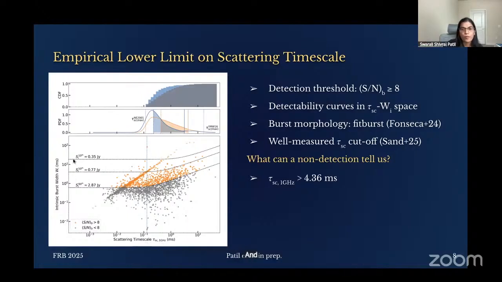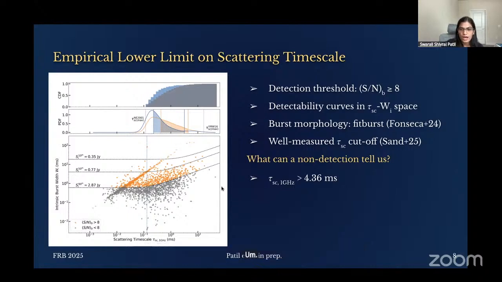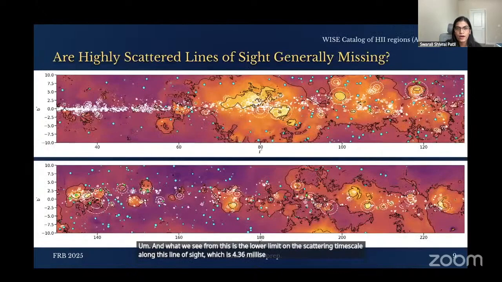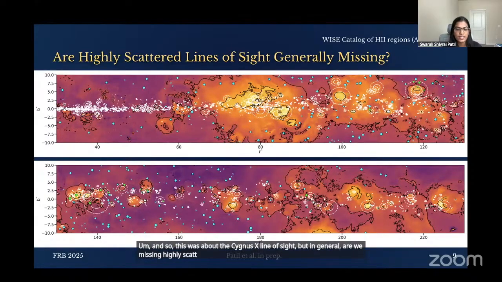And on the top panel, you see a cumulative distribution function of the detectable bursts for 2 different fluxes and the probability distributions for 2 different fluxes, namely blue is the 90th percentile and orange is the 50th percentile. And what we see from this is the lower limit on the scattering timescale along this line of sight, which is 4.36 milliseconds. This was about the Cygnus X line of sight, but in general, are we missing highly scattered lines of sight in our sample?